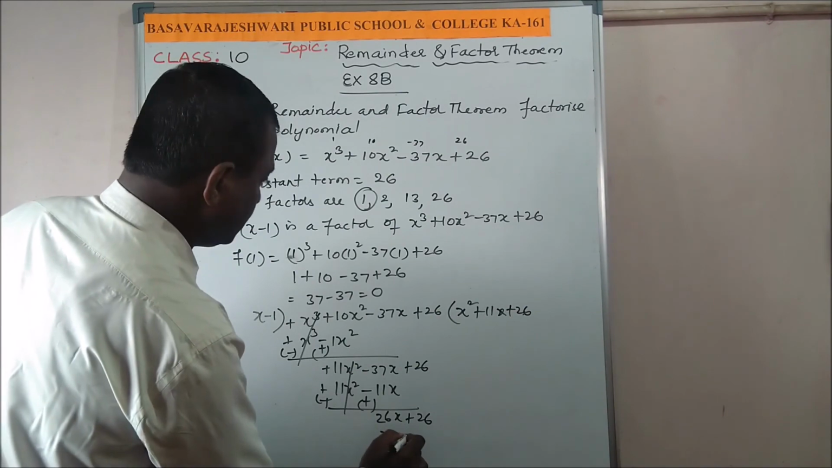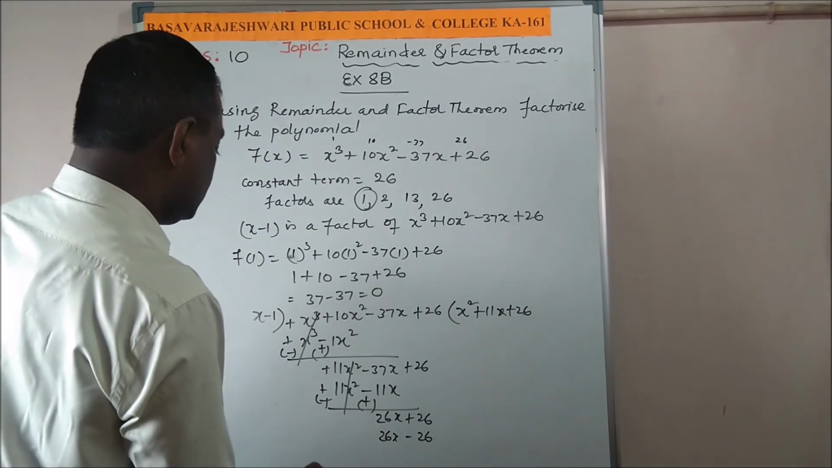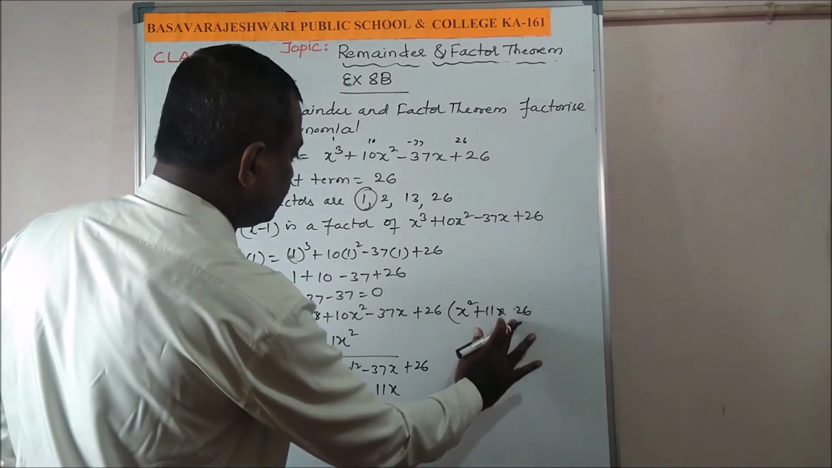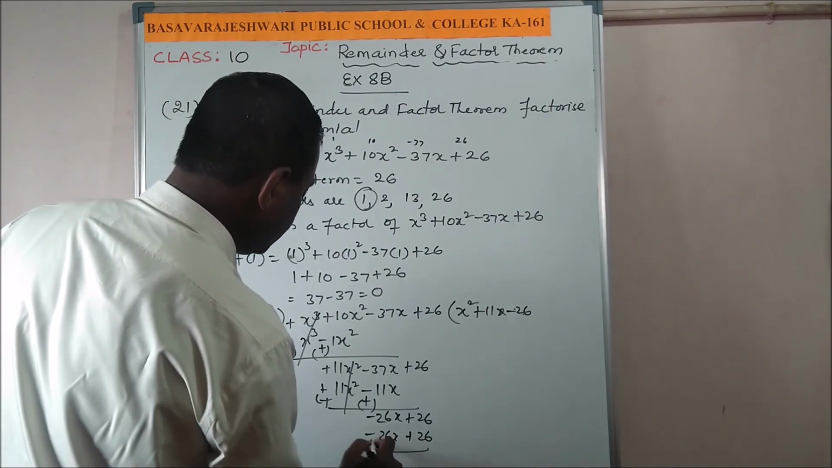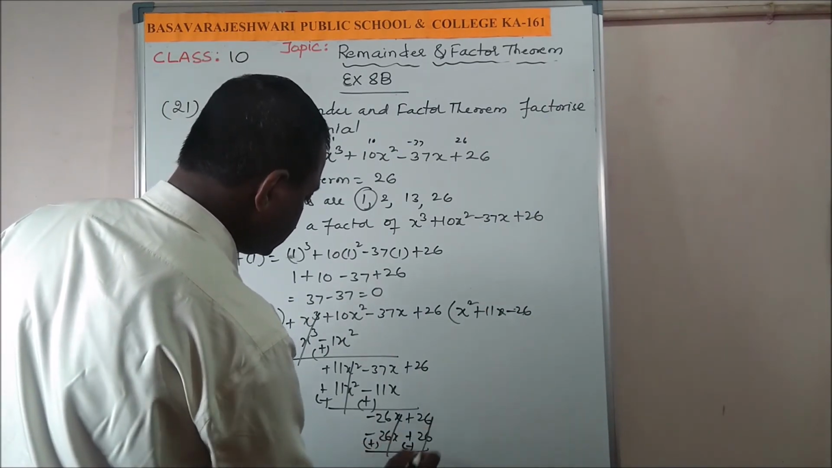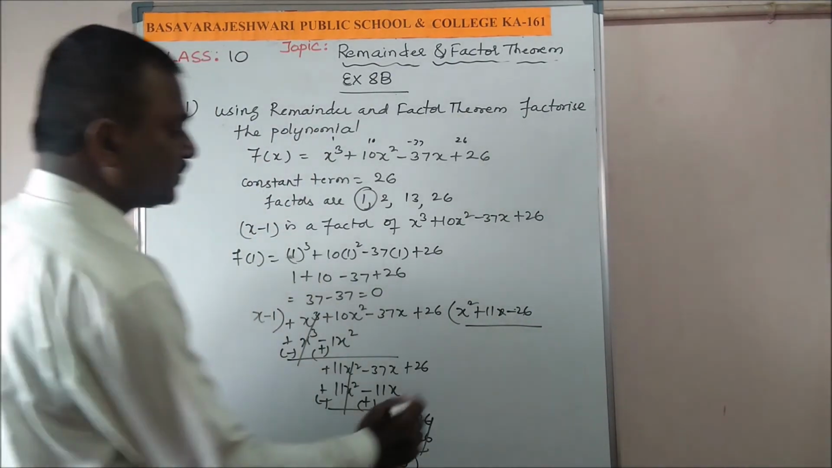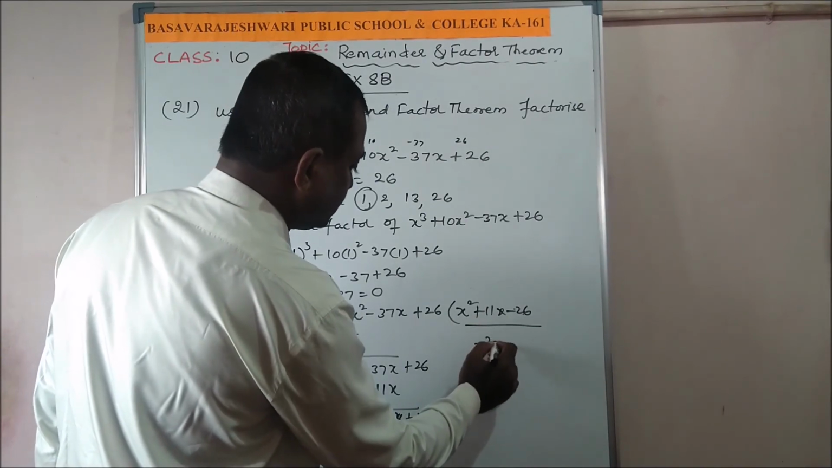Then minus 26x plus 26. Plus into minus. So here minus, therefore here also minus. So minus here plus, therefore what happens? Plus here minus cancels. So 0. So what is the quadratic equation we got? x square plus 11x minus 26. So you have to factorize.